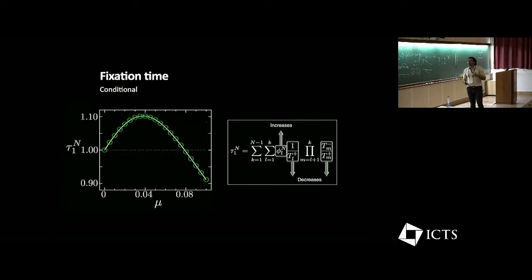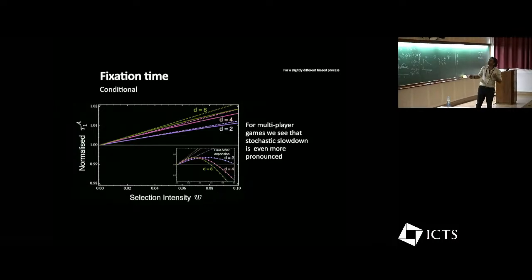And you can actually see this also in a slightly different process where you do it with selection intensity. So you do have these hump cases all the time for fixation probabilities, fixation times, again, this is normalized. For 2, 4, 8, this is the number of players that you have. And you can see as you increase the number of players in your game, this hump shape actually gets even more exacerbated.